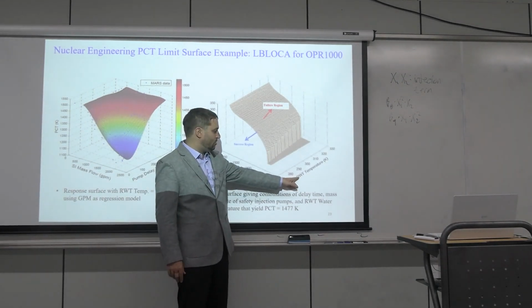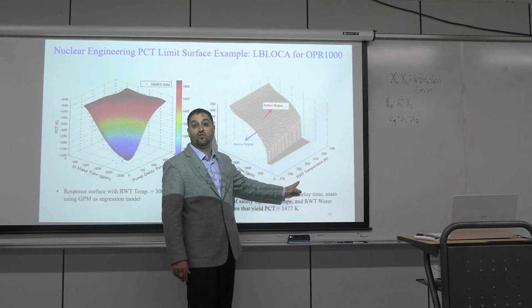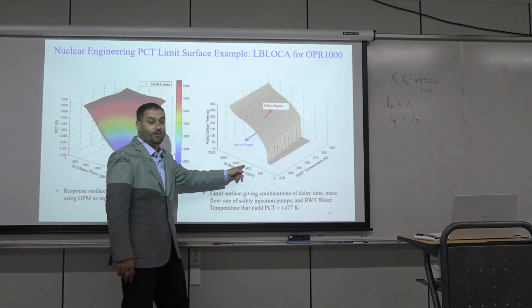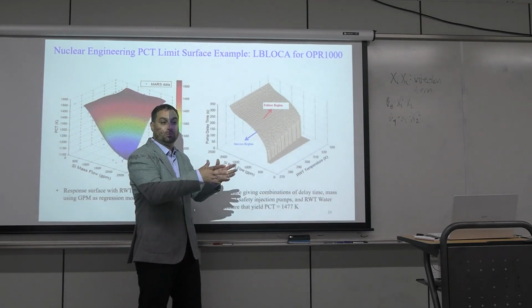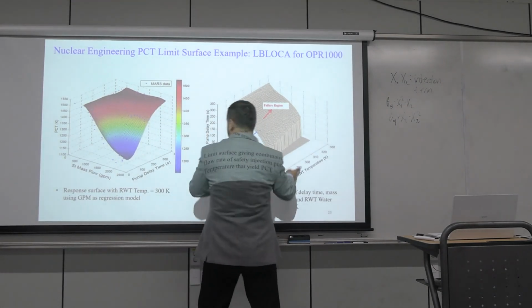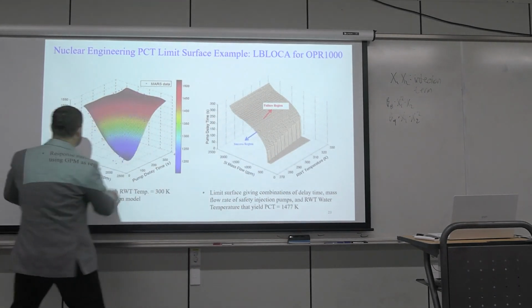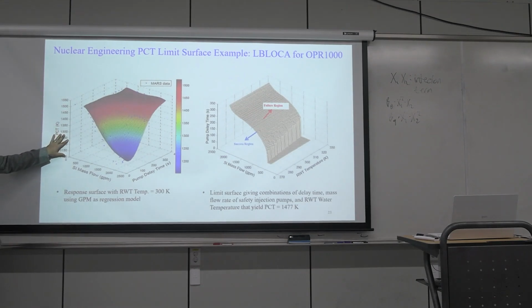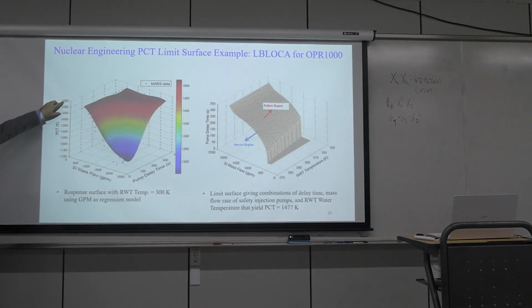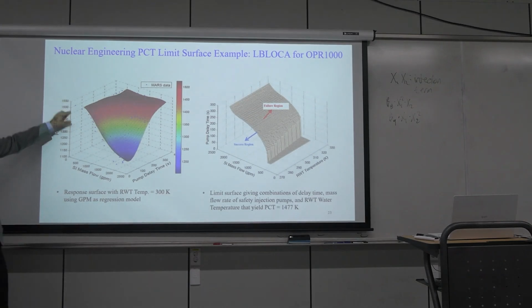And then there's something called the RWT, the refueling water storage tank, water temperature. So that's the temperature of the water, the pumps are providing cold water to the core. And so there's 3 variables. This is the actual response surface, done using a Gaussian process model for the regression. So this gives the peak clad temperature from 1100 all the way up to around 1550.